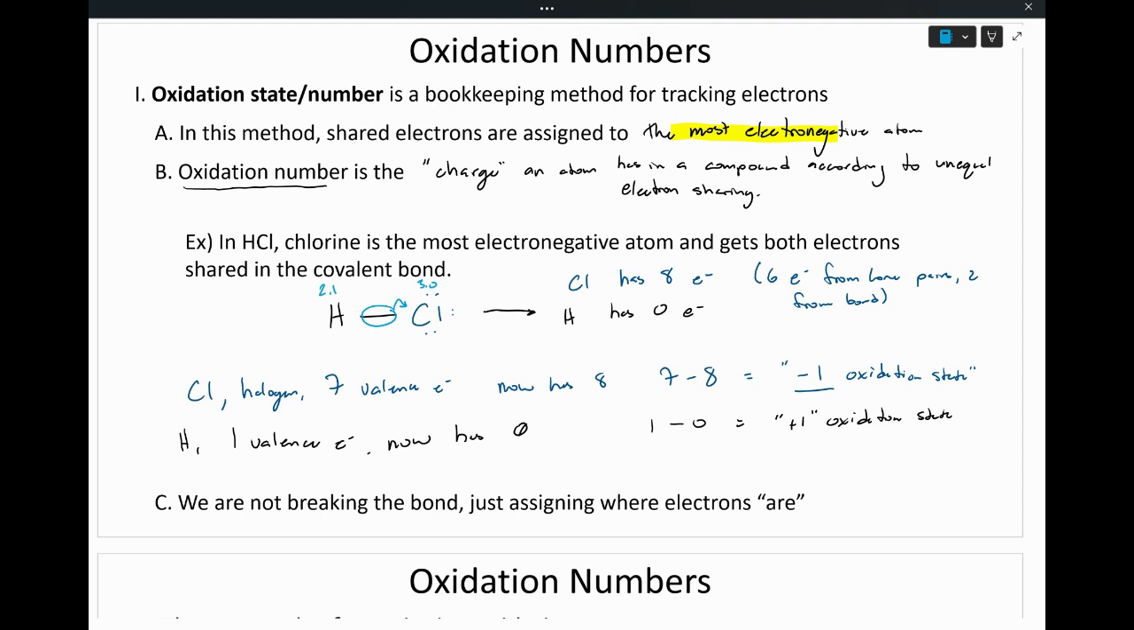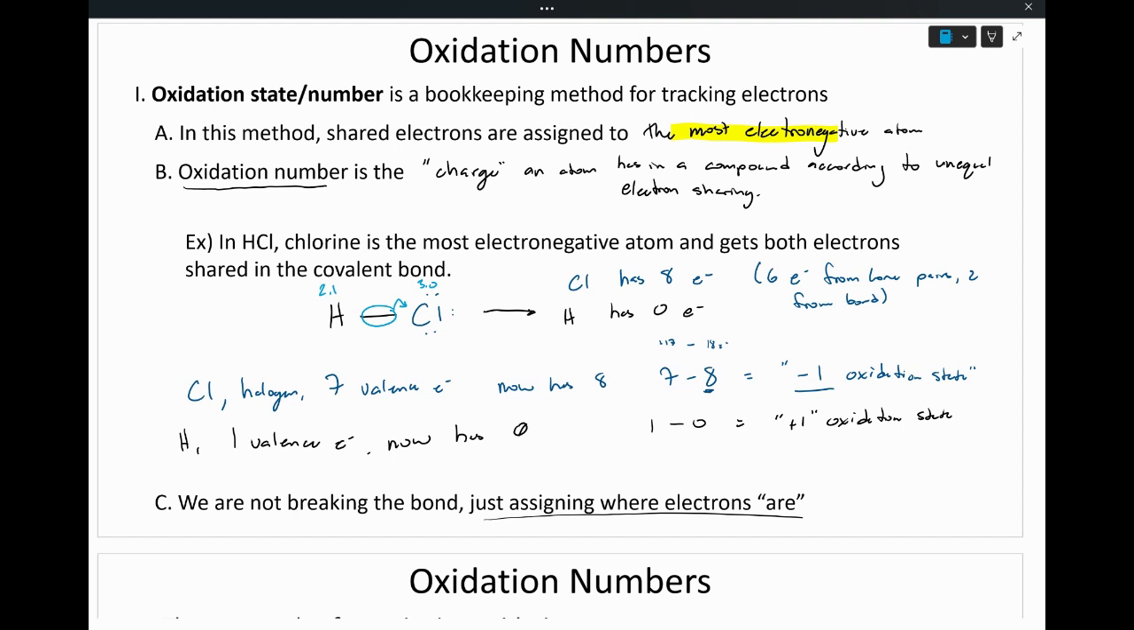And so, like I said, we're not actually breaking this bond. We're just assigning where the electrons are. And if you want to go a little bit more in depth, you can imagine that chlorine gaining this last electron to give it 8 valence is the equivalent of it having 18 total electrons. And you take the number of protons it has of 17. So you're just looking at the charge balance. So 17 protons, 18 electrons gives you that -1 oxidation state.